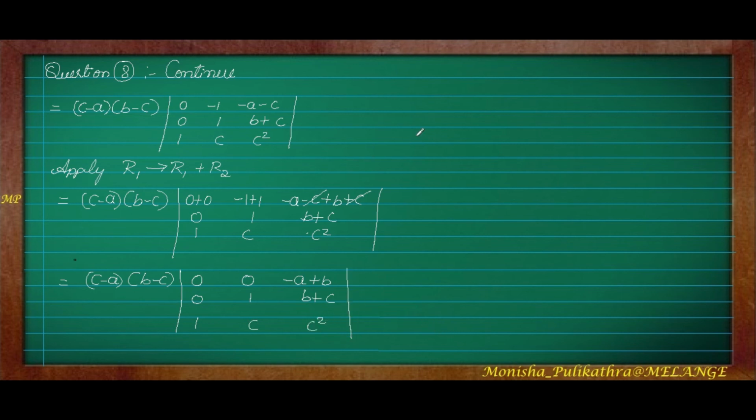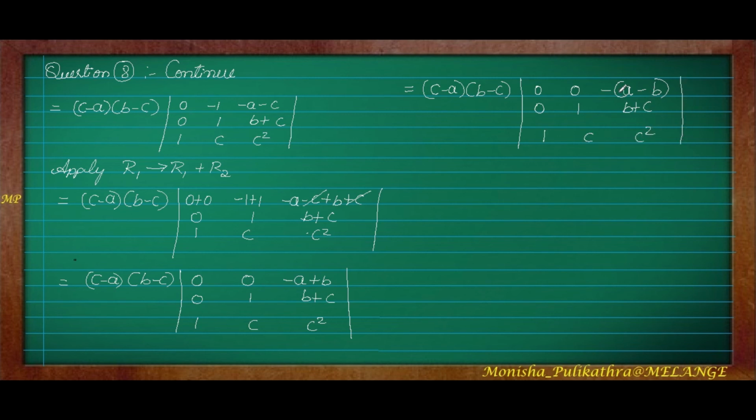Okay. So next, since we have to take A minus B, I will be interchanging it. I have to take minus common. If I take minus common, this will become minus, so that I can take A minus B common here. So C minus A and B minus C, write as it is. Here 0 0. Here I will be taking minus common, so minus into minus will be plus A, minus into plus will be minus B. The rest of the things you have to take as it is: B plus C and 1 C and C square.